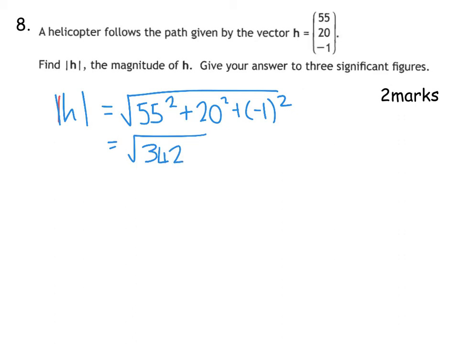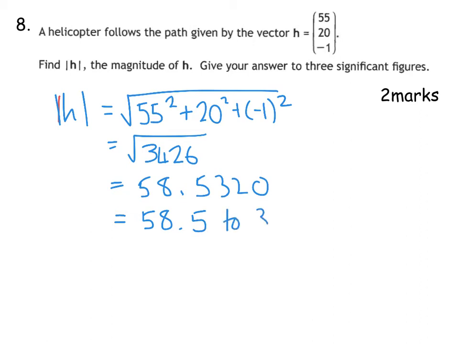So we've got the square root of 3426, and they wanted it to 3 significant figures. I'm just going to write it out first to help you with the rounding. It gives us this, and it goes on and on and on. To 3 sig fig means we're keeping the 5, the 8 and the 5. That 3 is not going to do anything. So there is your answer to 3 sig fig. There's only 2 marks in this one, 1 for your final answer and 1 for the substitution in there. Actually, you'd get that one for knowing how to find the magnitude.